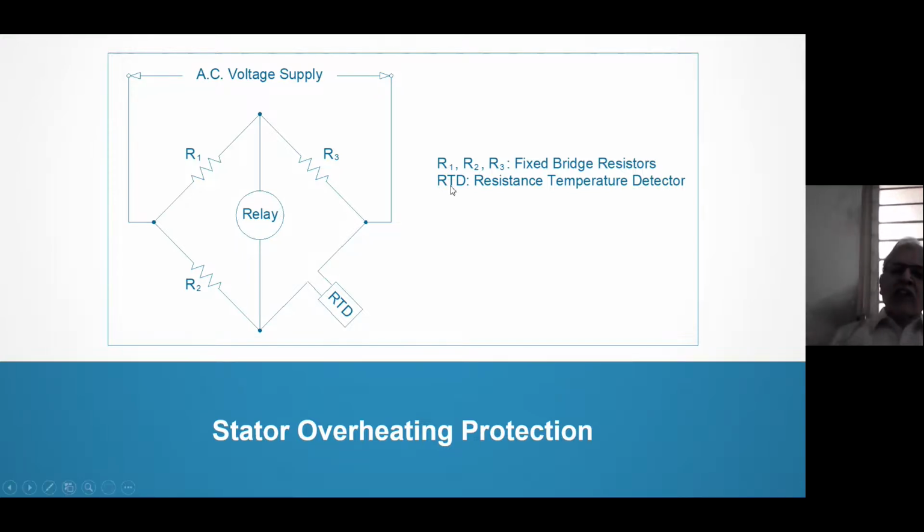So the relay will operate, and it will usually sound an alarm, because overheating is not so important that you should trip the generator. Usually it will sound an alarm, but if the heating is too large, it may be tripped also.